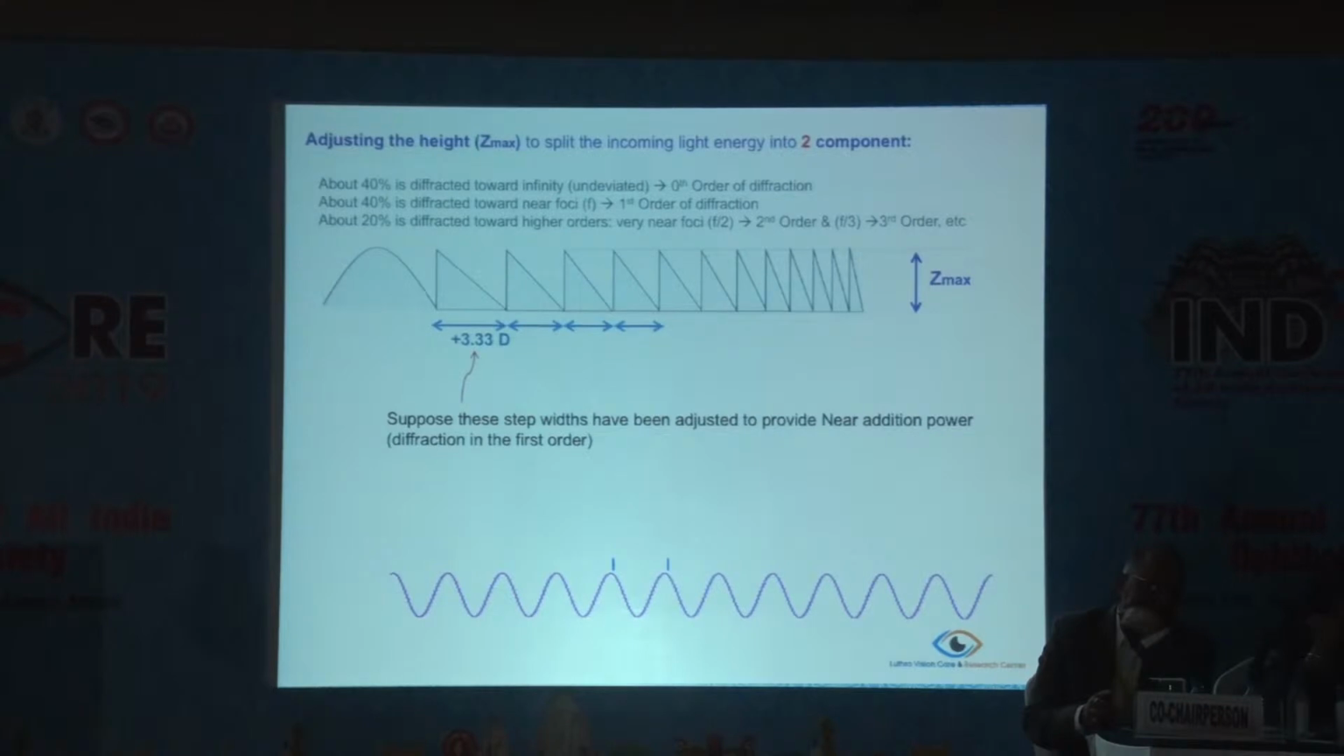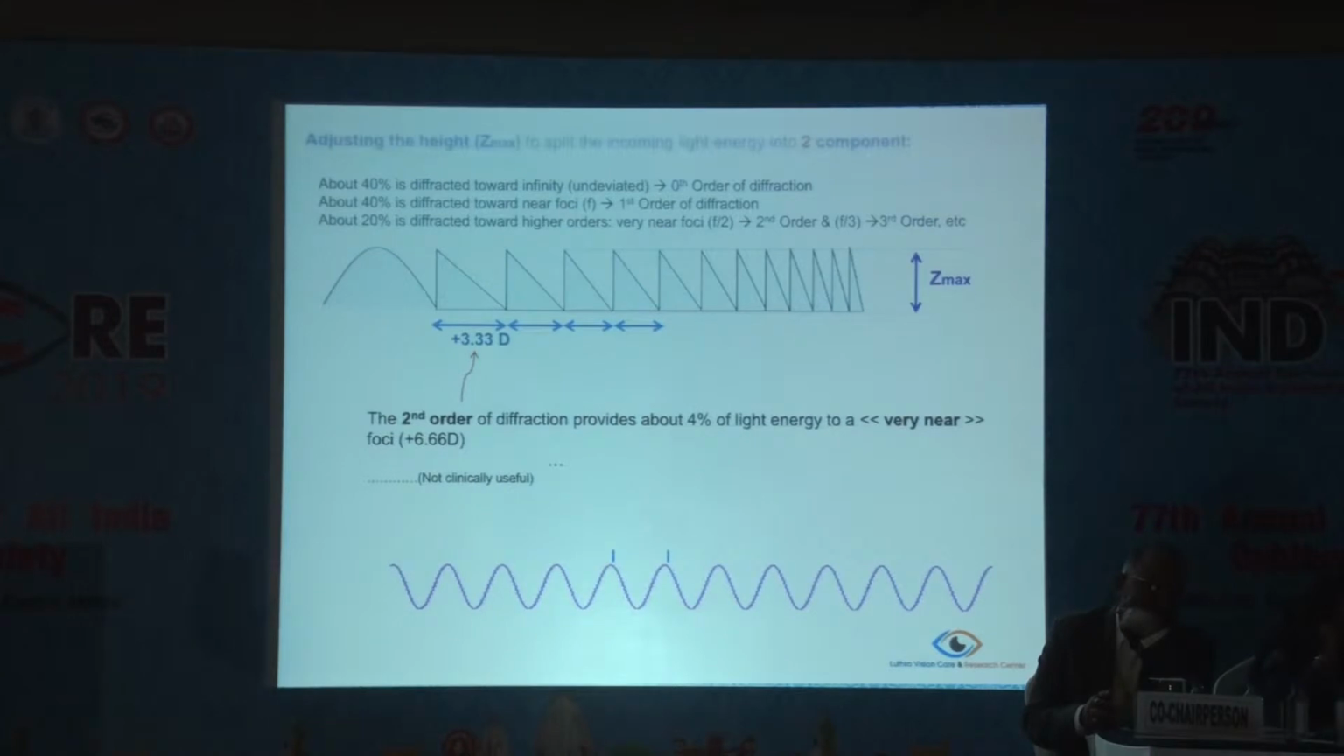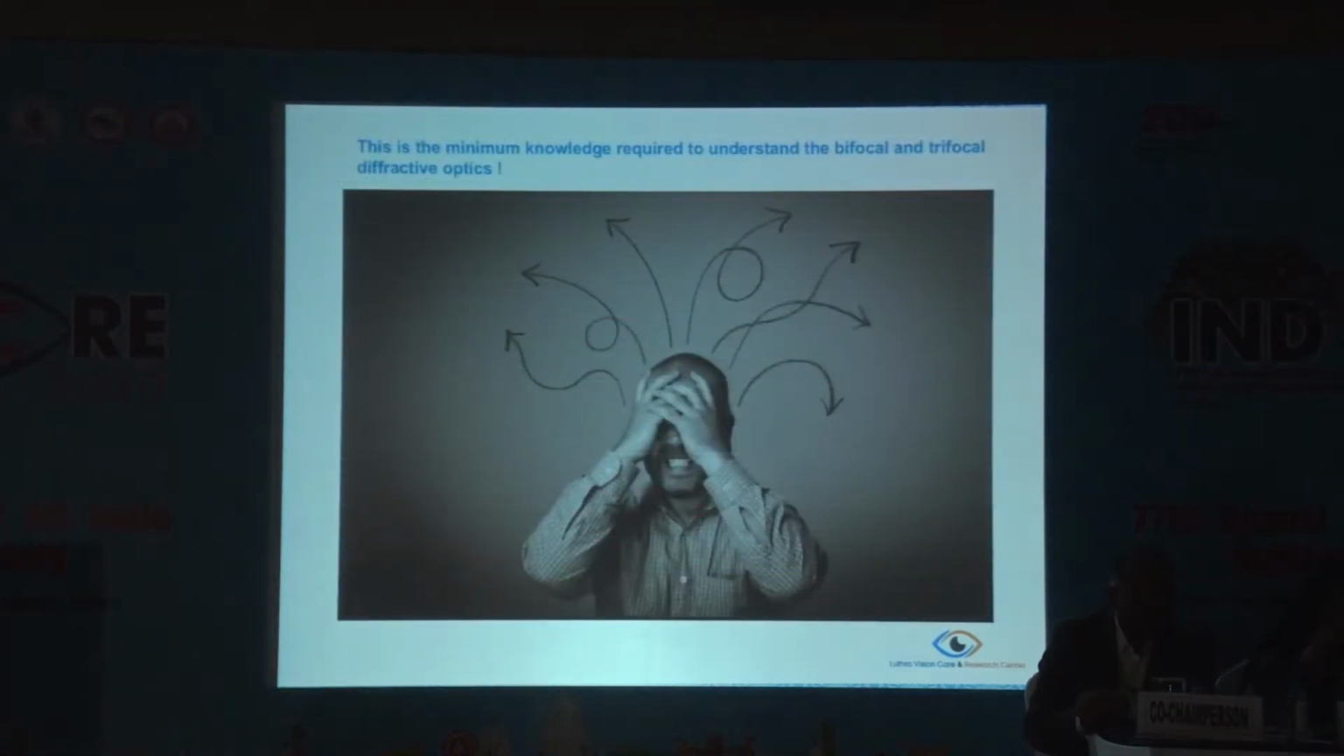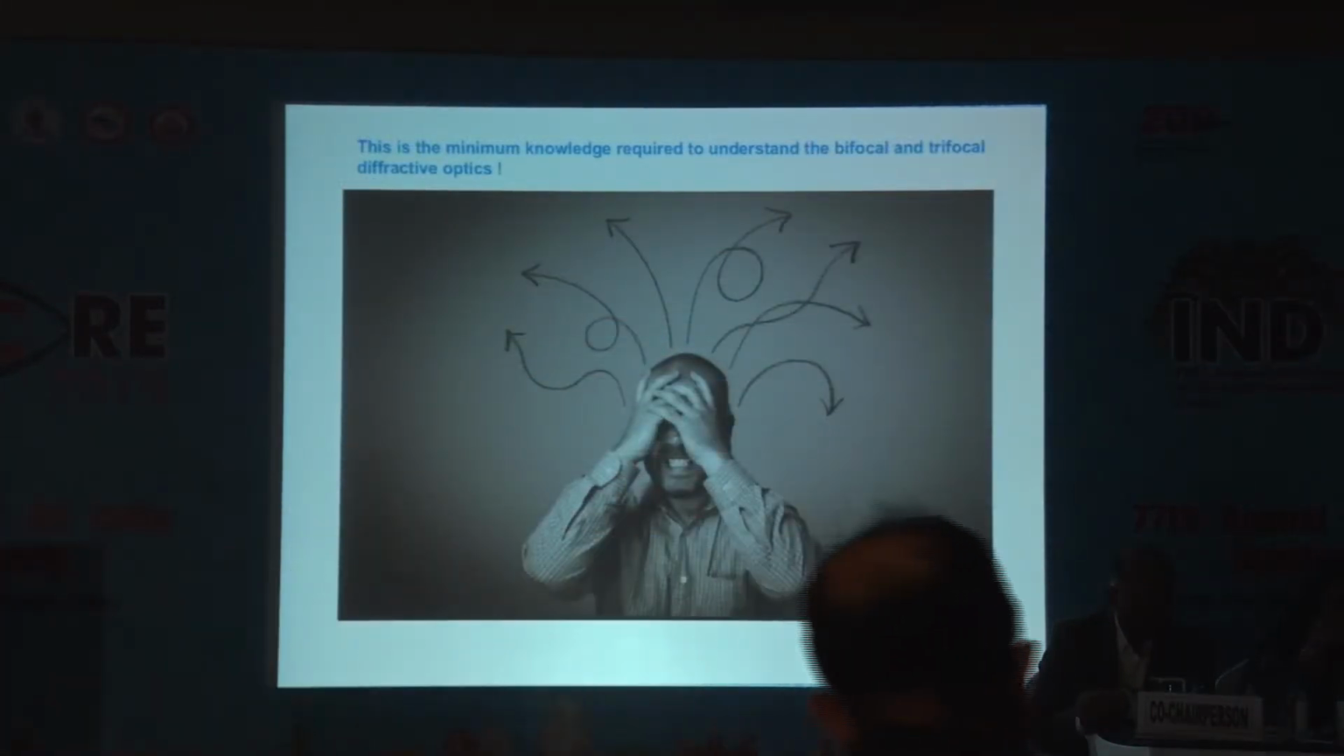Suppose these widths have been adjusted to provide a near addition of 3.33, as mentioned above. The higher the order, the more light goes to waste and it is not very helpful. For this particular example, the second order of diffraction provides 4% of the light energy for a very near focus, that is a 6.66 add, which is not of any clinical use. But if you increase the width and adjust it, you get an intermediate add of 1.66 and a near add of 3.33, which can be clinically useful to us. I know this is how I felt when I was making it, too much of a stress here.